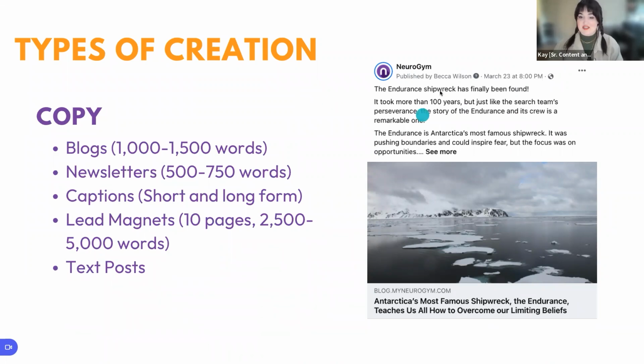Captions, this is the text part of a post. This is the thing that goes above your image or video. Those can be in both short or long form, or not at all, depending on the post. Lead magnets, optimized size for a lead magnet is anywhere from 10 to 20 pages. That can run you 2,500 to 5,000 words. And then, of course, just straight text posts, which do very, very well on social. I think a lot of people forget about just posting a text post to social.